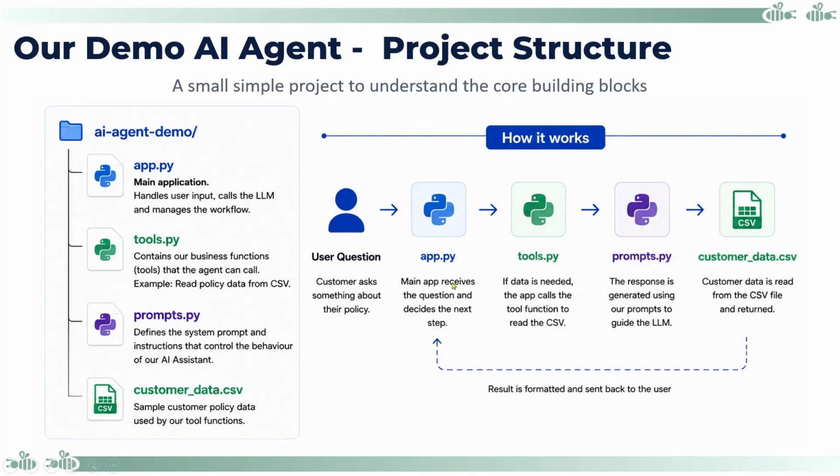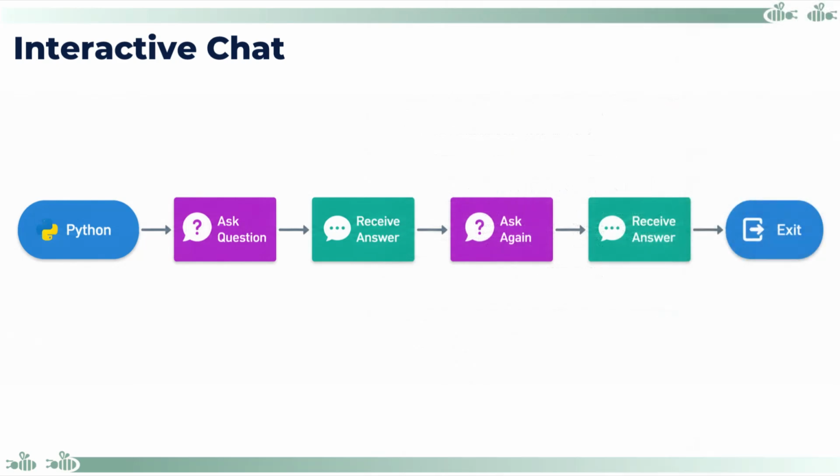So keeping the project simple helps us understand every component individually before moving to enterprise architectures and production scenarios. So let's start with the simplest part of our AI agent. Every AI application starts with a conversation, right? At this stage, our application is simply taking user input and sending it to the LLM, running locally using Ollama.